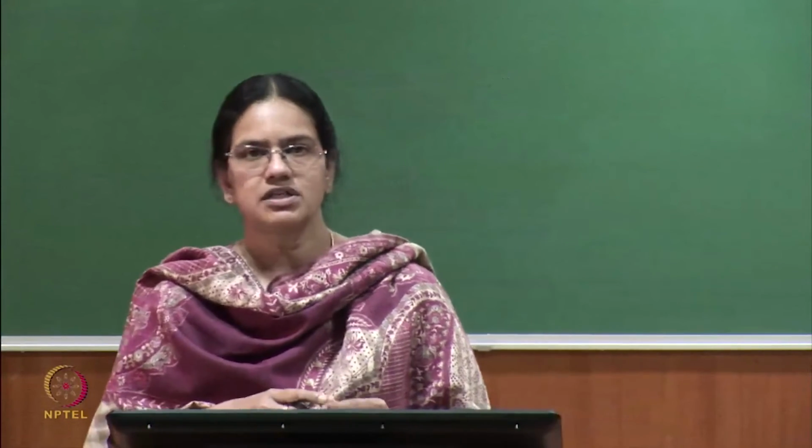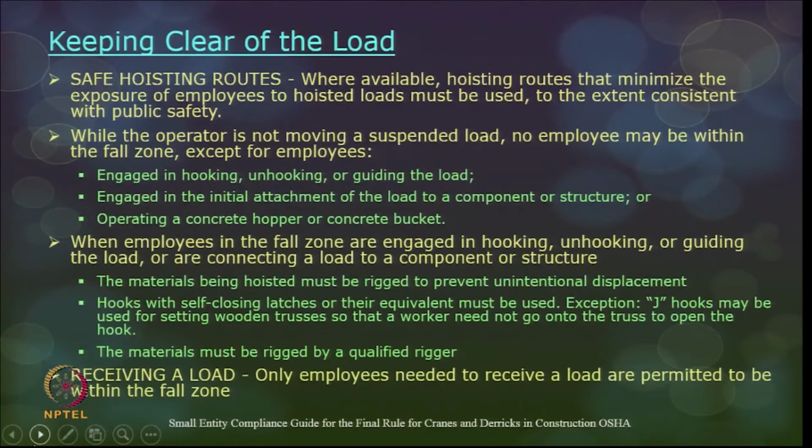Safe hoisting routes. When it comes to cranes, the complete swing radius has to be barricaded and no personnel are supposed to stand there. Wherever available, hoisting routes that minimize the exposure of employees to hoisting loads must be used, to the extent consistent with public safety.